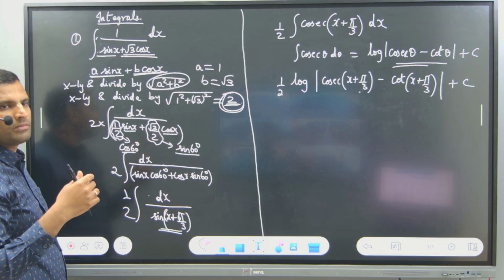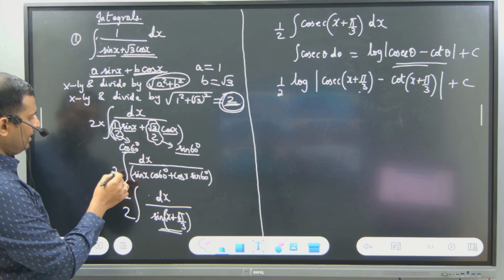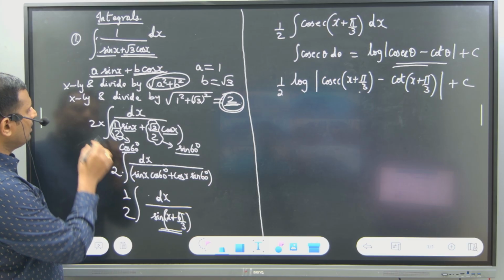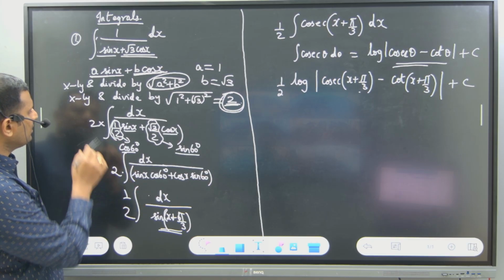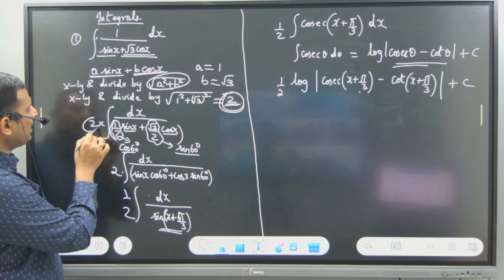But third step. No, third step. See below this, 1 by 2. This 2 I am carrying it.